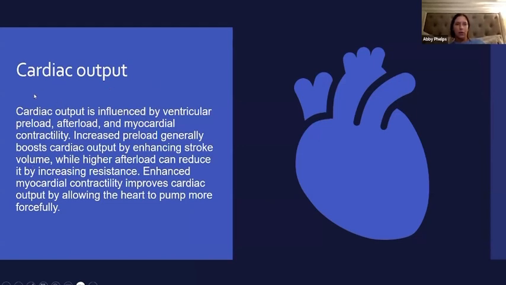Okay, so cardiac output. We're just going to talk about cardiac output and how it affects ventricular preload, afterload, and myocardial contractility. So an increased preload generally boosts your cardiac output by enhancing stroke volume, while higher afterload can reduce it by increasing resistance. Enhanced myocardial contractility improves cardiac output by allowing the heart to pump more forcefully.